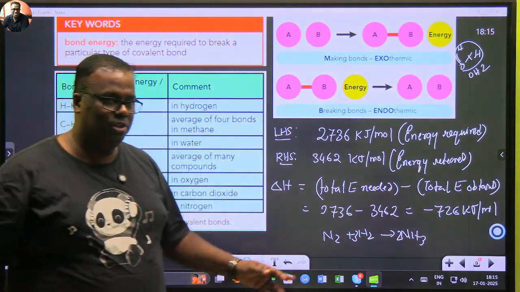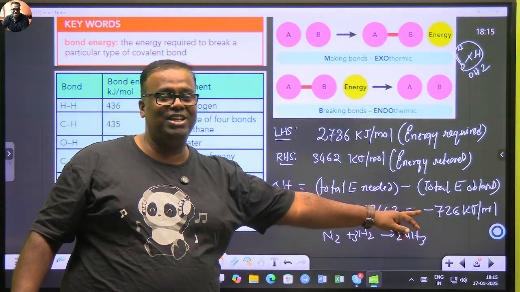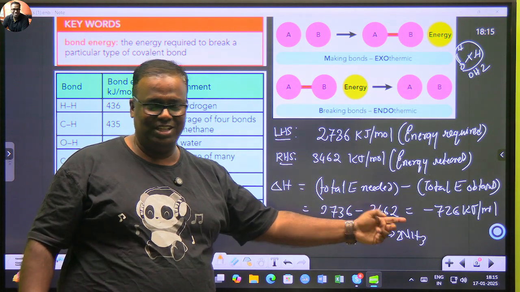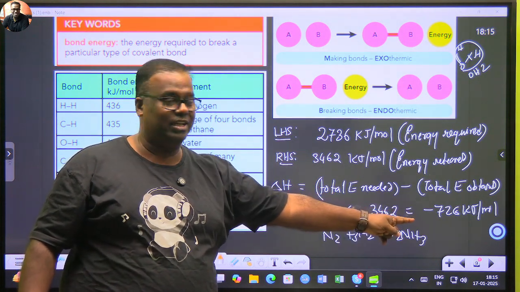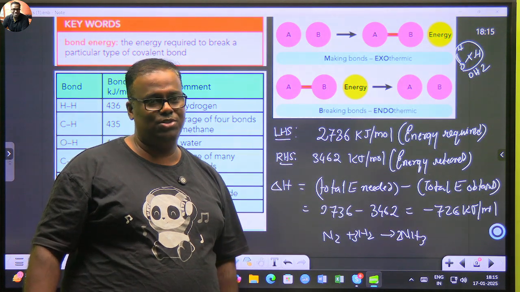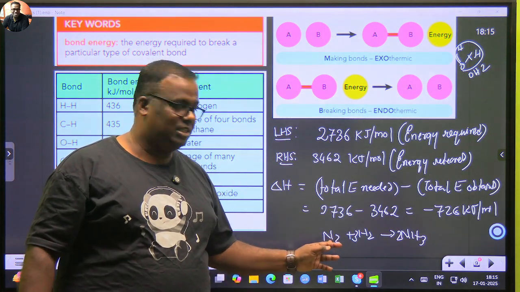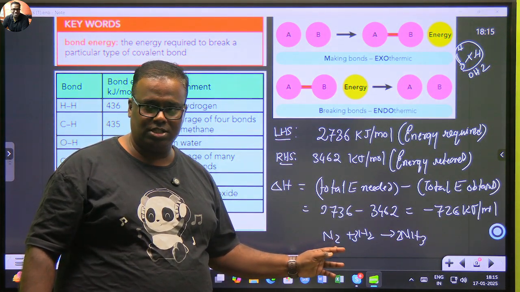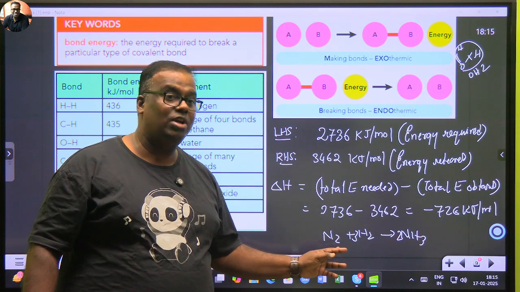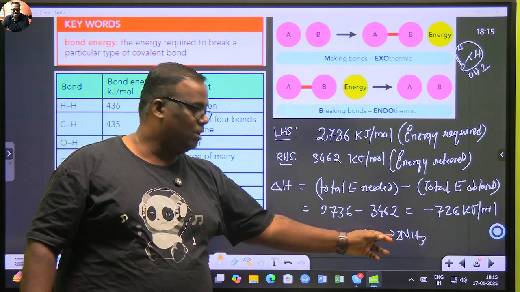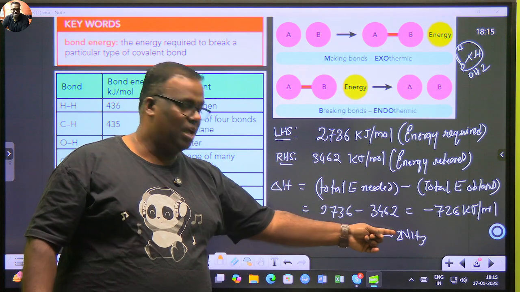Don't bother about that. They will see whether your minus sign has come and whether this is correct or not. This is not your headache. Your headache is where the negative comes. Let's see this reaction. It is an exothermic reaction. Why is it exothermic? Because of the making of bonds. A new bond is formed.